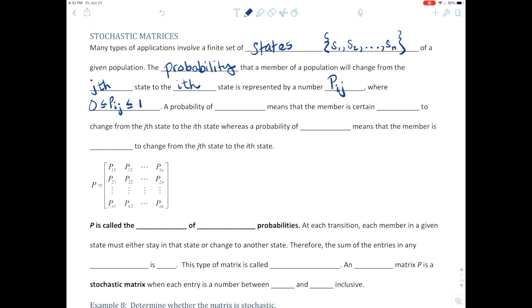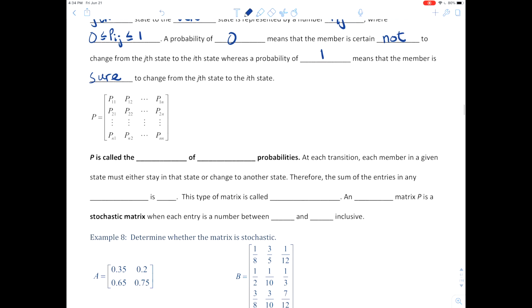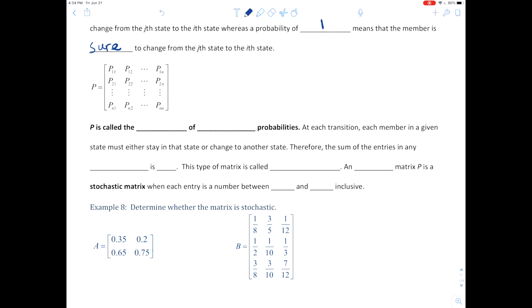So that's a probability, right? Pij is. A probability of 0 means what? Good, that the member is certain not to change from the jth state to the ith state, whereas a probability of 1 means that the member is sure or certain to change from the jth state to the ith state. Cool? Okay, so P is called the matrix of transition probabilities.